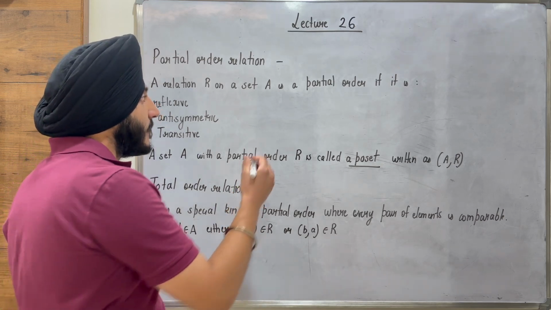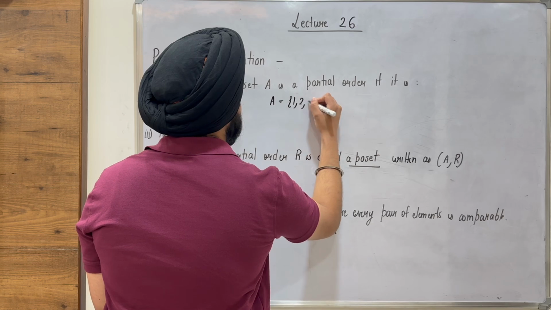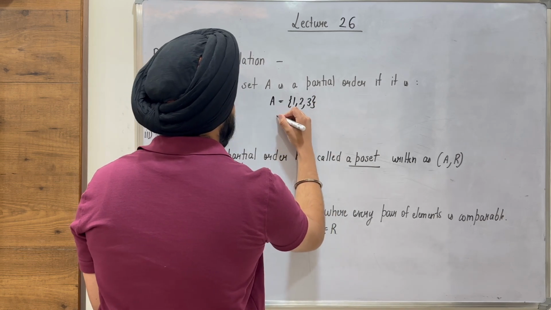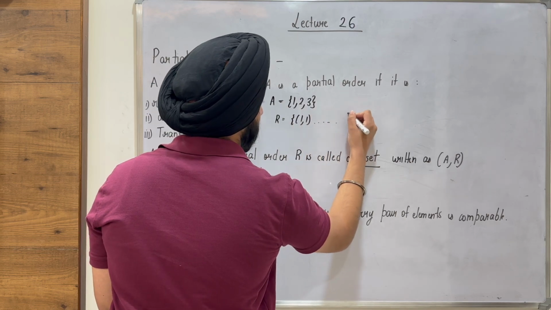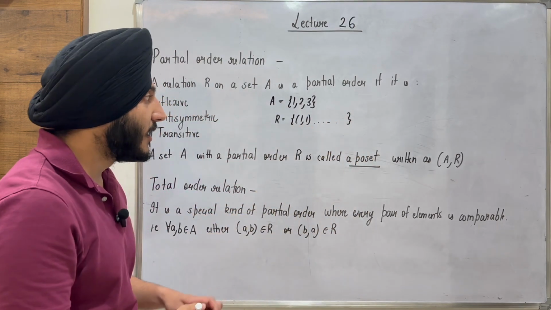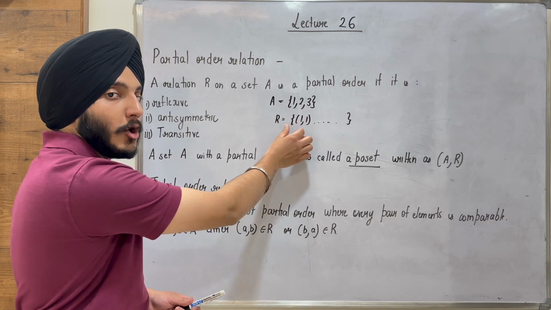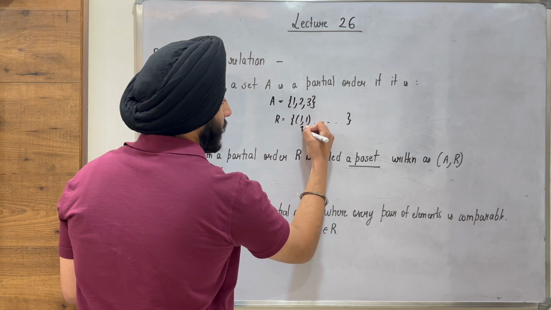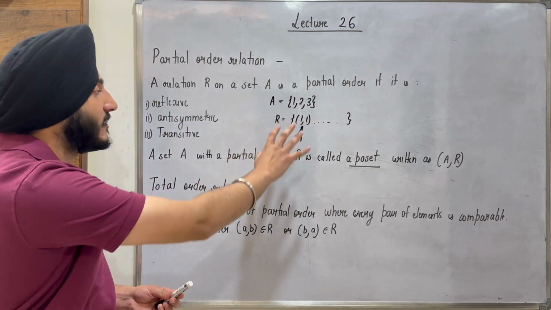Let's say I have some kind of a relation R, and let's say A is {1, 2, 3}. And let's say I have R equals {(1,1), ...}. I'm not trying to represent everything, but you understand that this is how we represent a relation. This tuple (1,1) basically means that 1 is related to itself. So I hope you understand this basic definition.